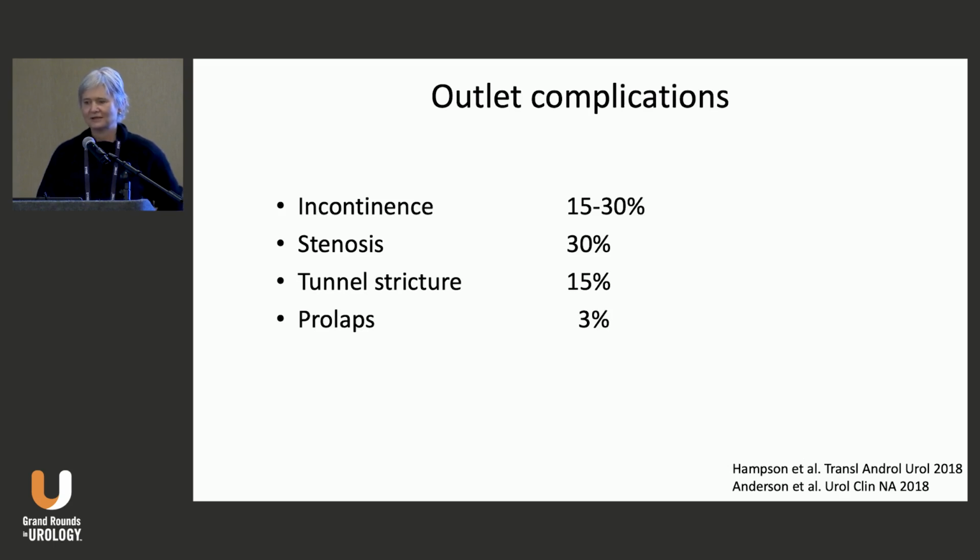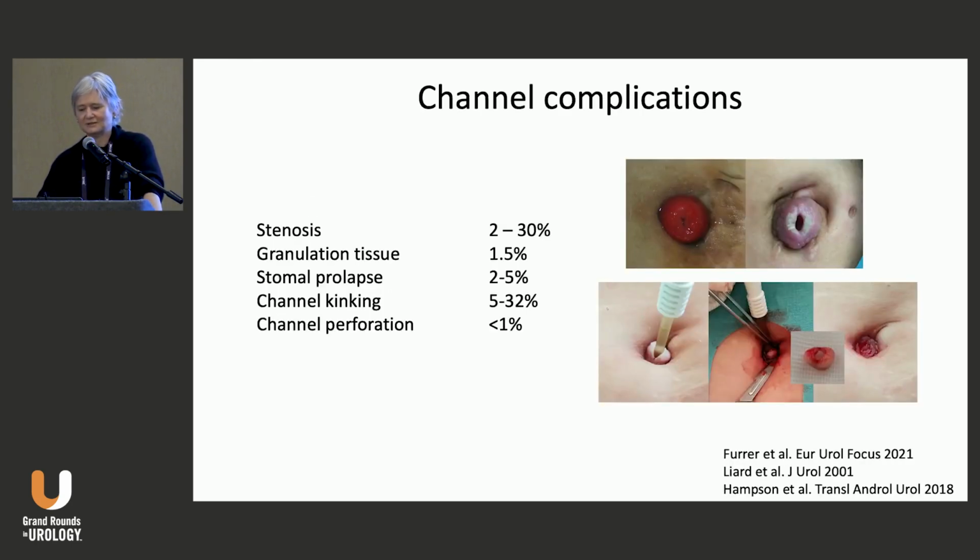Last but not least, we have outlet complications. That's a known problem people shy away from. Incontinence in about 15 to 30%. Stenosis is a big problem. Luckily, stenosis is usually at the skin level. Tunnel strictures are less common in 15%, and some prolapse in a low number of patients. And these are actually pretty easy to deal with.